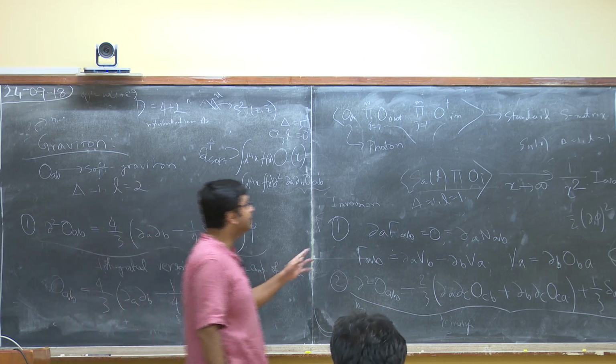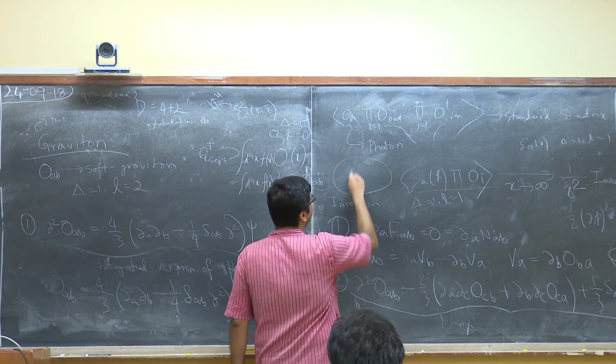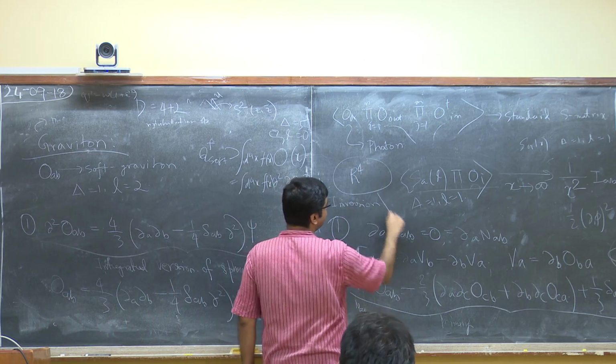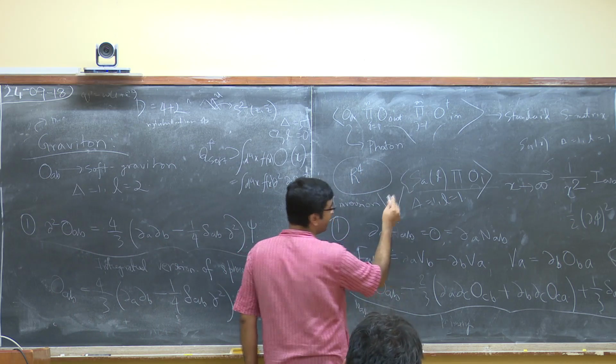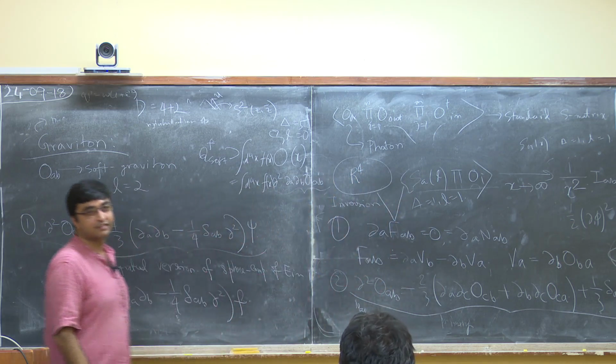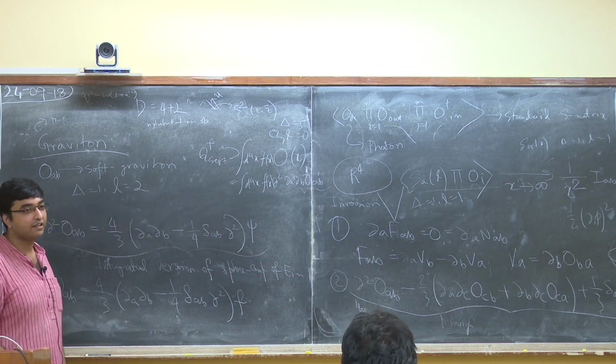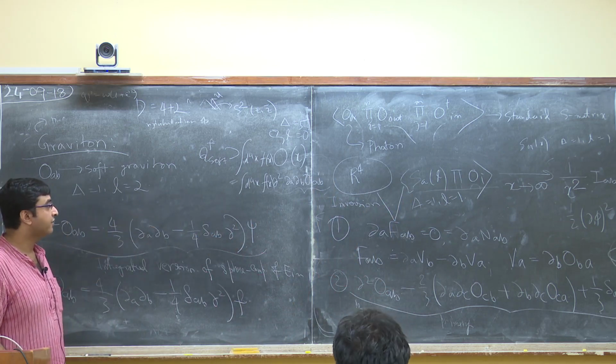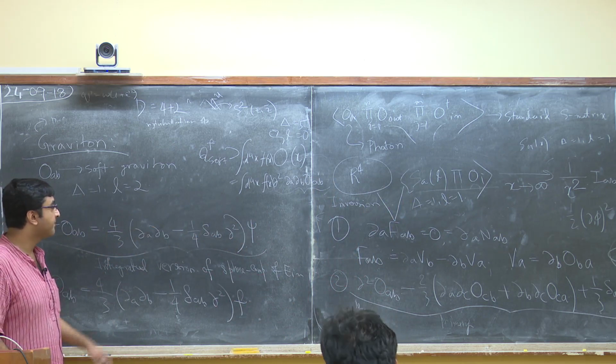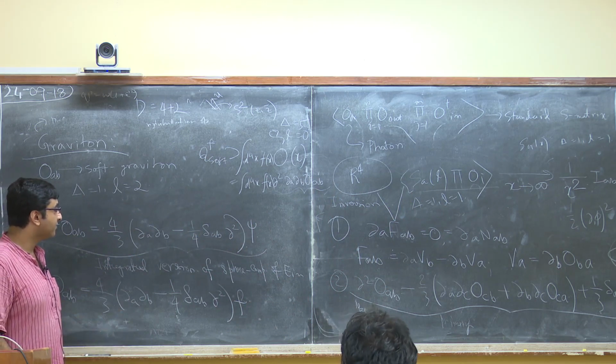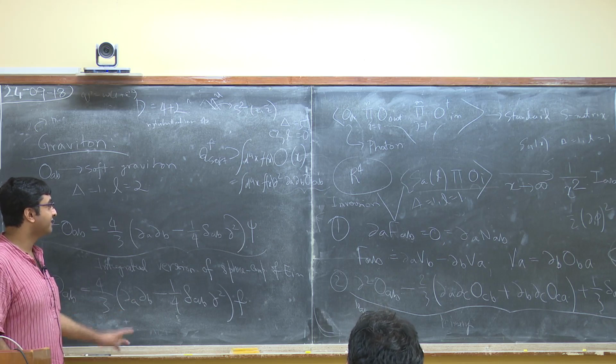But in this case, this R4 is a cross section of the null cone. So that is essentially the fall-off condition which gives you this. Yeah. So this is more or less a very rough summary.